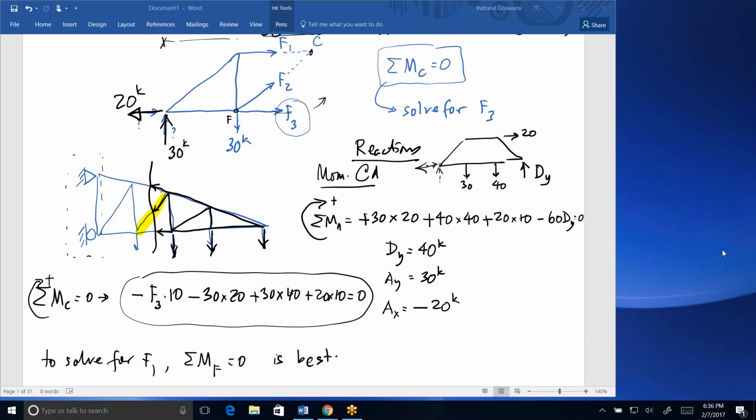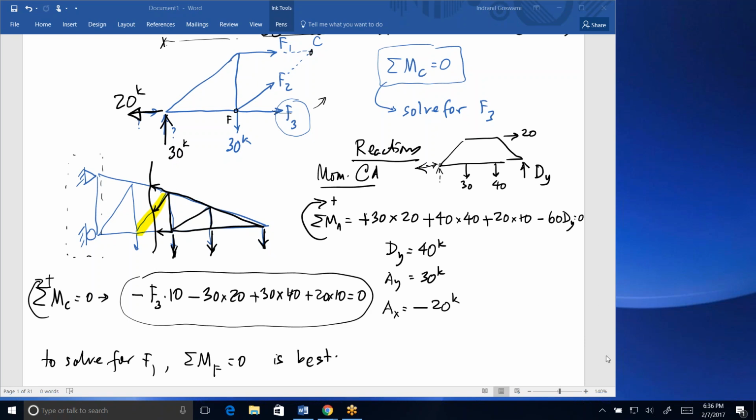Now, if you wanted F2 on the other hand, you would want to get rid of F1 and F3. Notice that F1 and F3, at least for this truss, are parallel. So there is no intersection. There is no point where they intersect, and therefore take moments about that point. However, both F1 and F3 are horizontal, lined up with the x-axis.